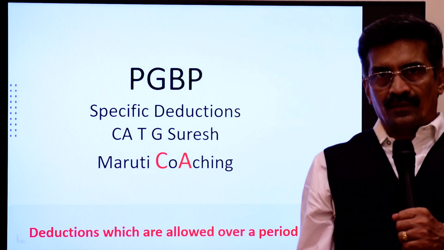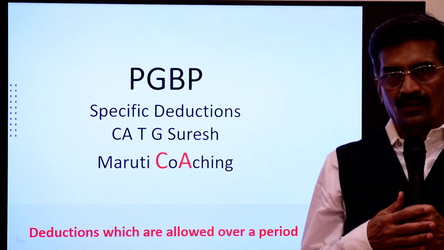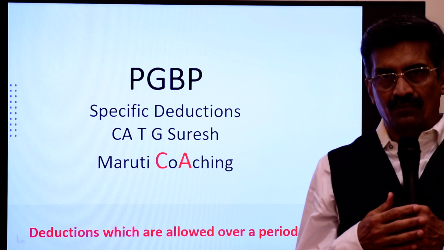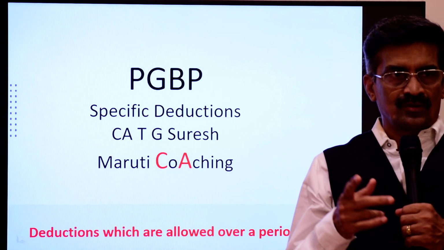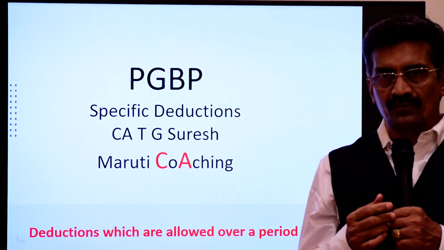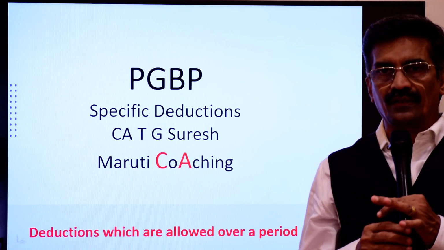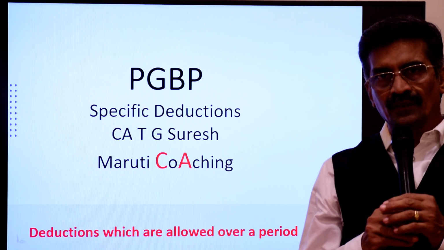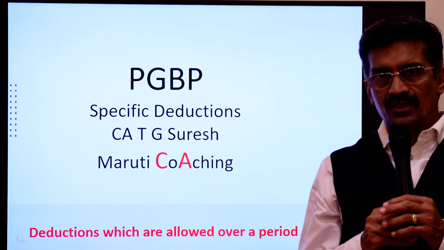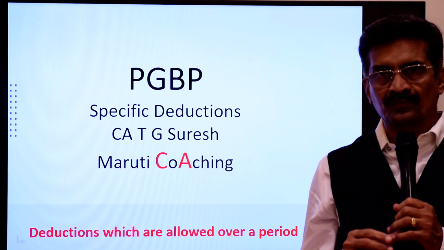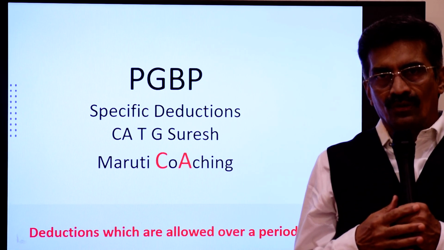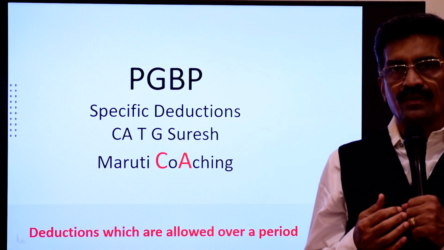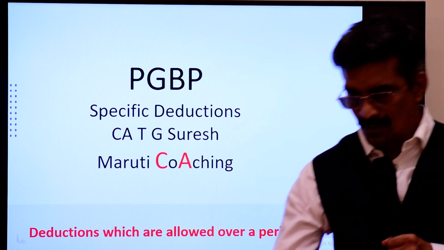So welcome friends. In this video we'll look at the specific deductions in computing the business income. In computing the business income, specific deductions we can classify into 100%, more than 100%, and expenses which are spread over a period of time. So in this video we're going to look at the expenses which are going to be spread over a period of time.